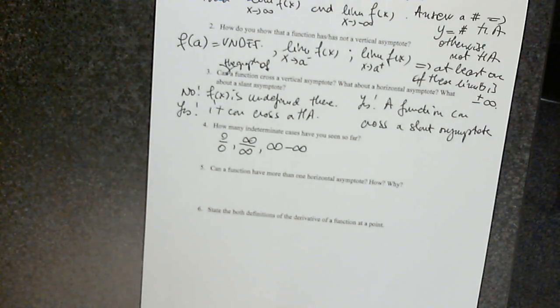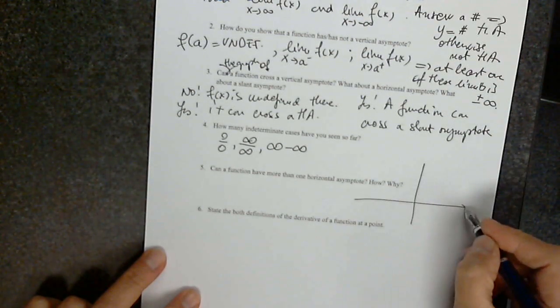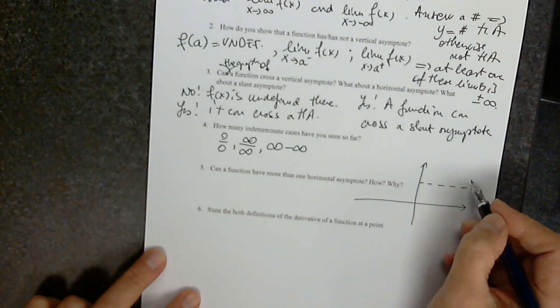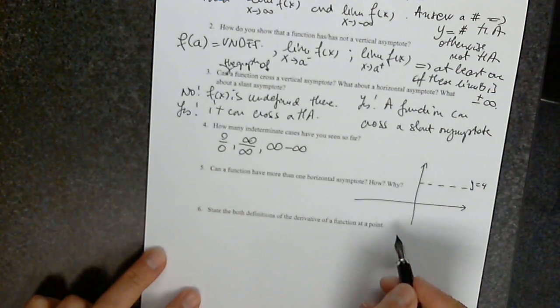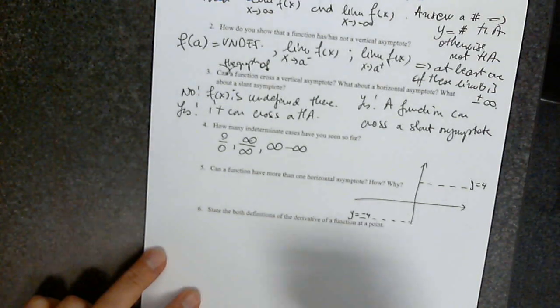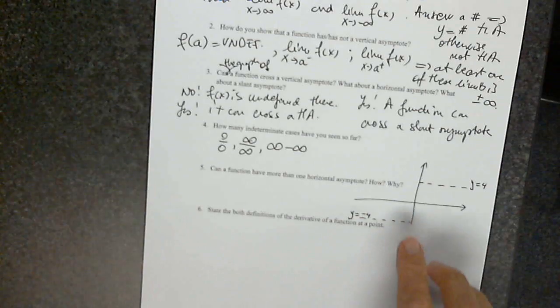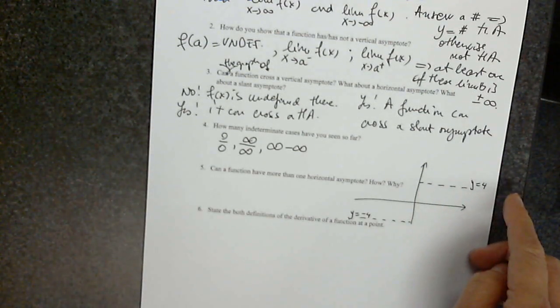Can a function have more than one horizontal asymptote? Yes. How? When the limit as x approaches positive infinity is not equal to the limit as x approaches negative infinity, but they're both constant. Exactly. So on one side I can have positive 4, on the other side I can have negative 4. So the asymptotes will look like this. In my example, this is y equals 4, and there is no need to extend it to the left. And this is y equals negative 4, and there is no need to extend it to the right, because the function values approach here, and the function values approach there.